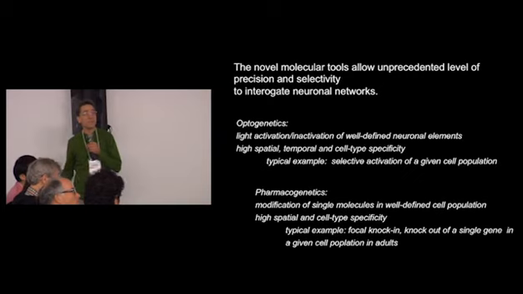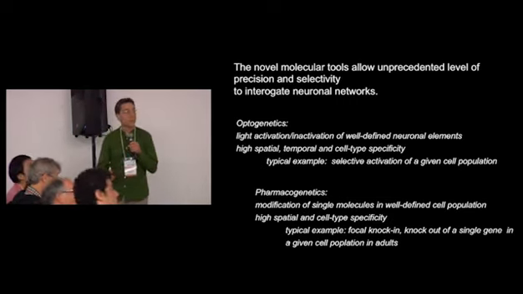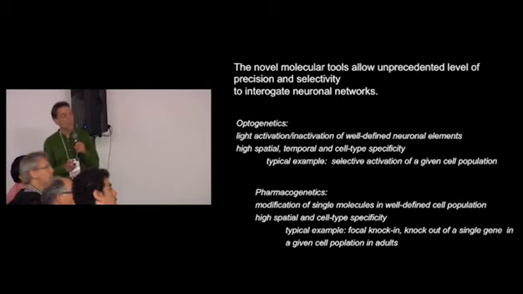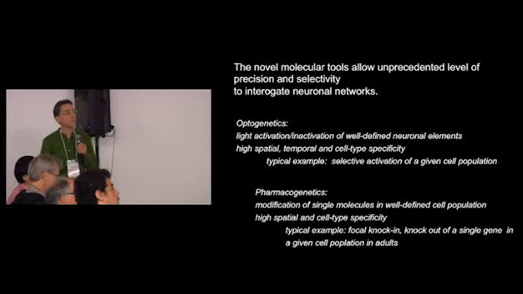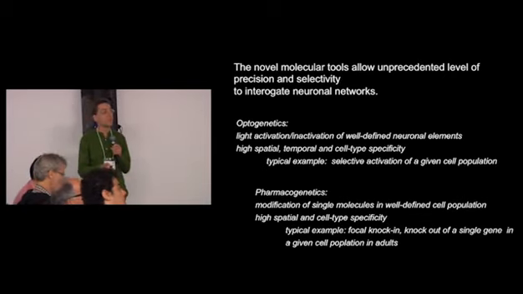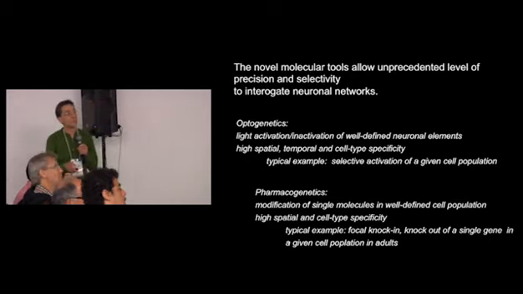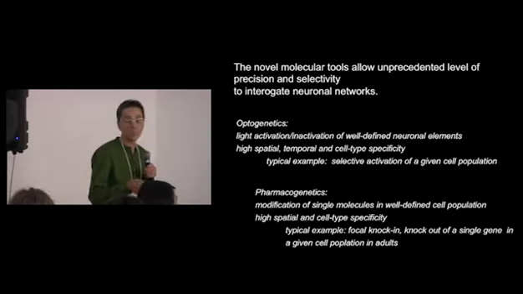So basically every week you discover something jaw-dropping and new, and the combination of these approaches is really amazing. As we all know, you can use optogenetics for activating well-defined neuronal elements, and as we also saw in the previous talks, it has a very high spatial and temporal cell type specificity. This is a typical example of how you can activate a given cell population if you are good enough, in an all-optical manner.